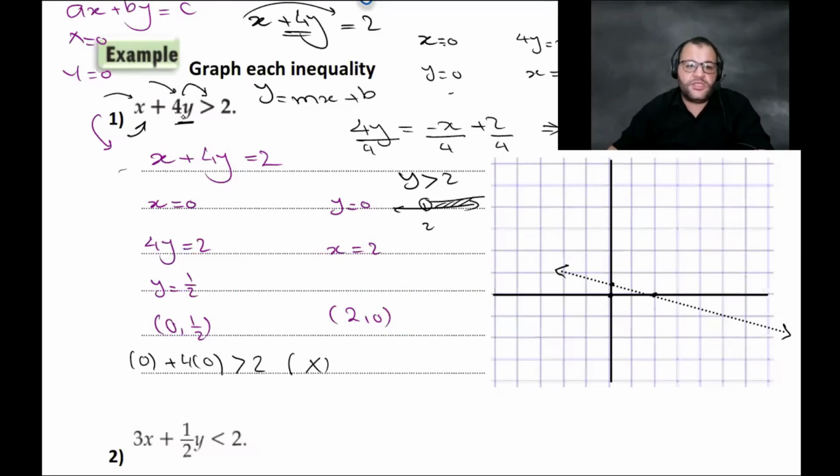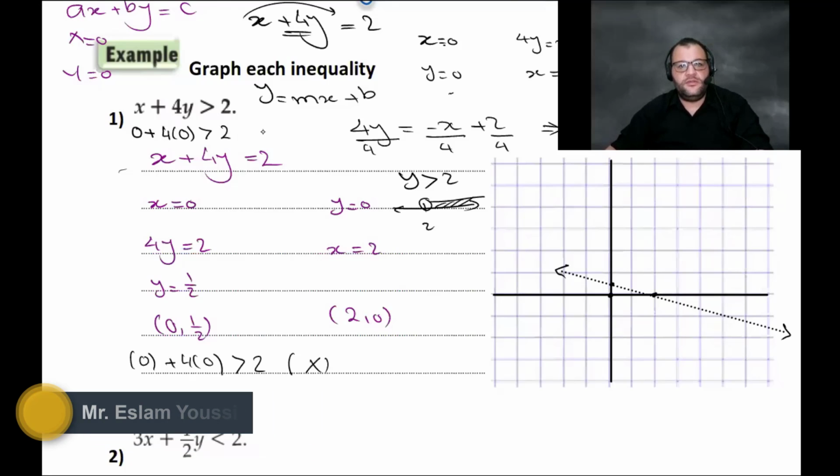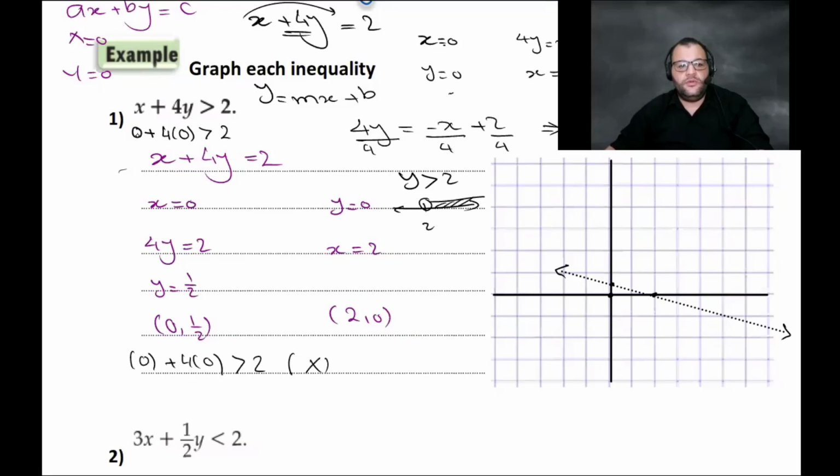So how can we solve it? Just replace x with 0 and y with 0. So 0 plus 4 times 0. Is it more than 2? Is this inequality true in this case? Yes or no? It's not true. It means the part which contains 0 and 0 is not the part of the solution. It's not the shaded part. So what is the other part? The one above the line. This part will be the shaded part.